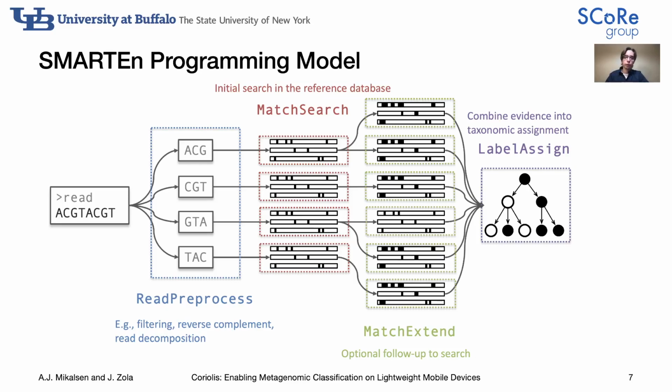After match search is an optional match extend stage, which further inspects matches identified in match search, a classic example being extending a match found as far as possible. And finally is label assign, which utilizes all the evidence identified in the previous stages and aggregates it together to determine the final taxonomic assignment for the read. And while this process may seem simple, it's powerful enough to express virtually any metagenomic classifier. And since it decomposes computation into these individual tasks, SMARTN is able to automatically parallelize and optimize its execution, and the programmer doesn't need to worry about these underlying details.